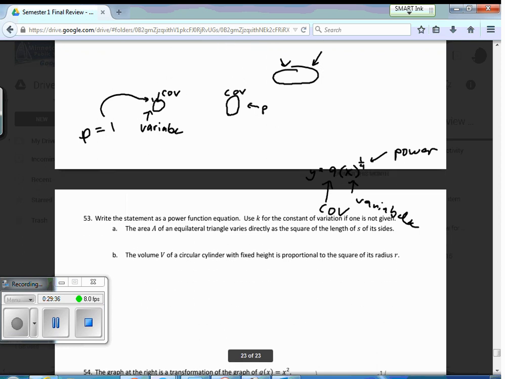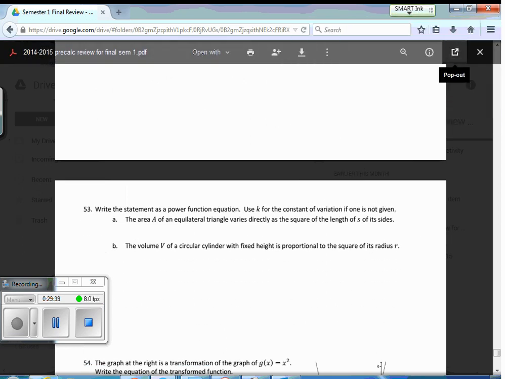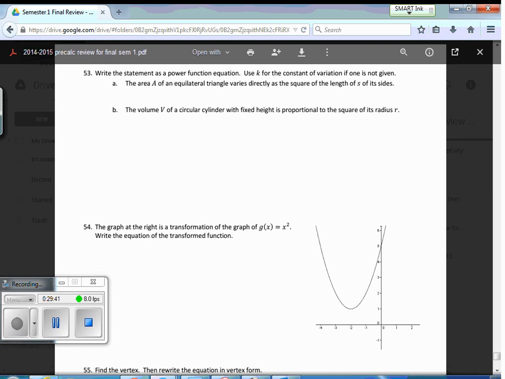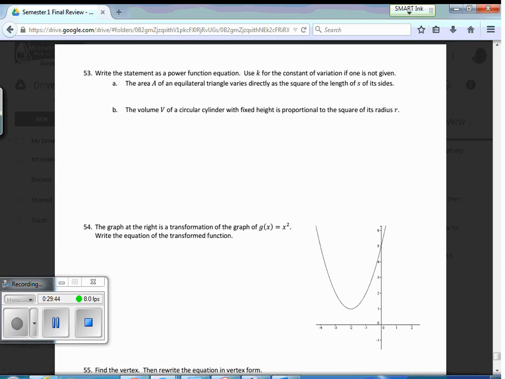All right, so moving on to the very last page. And they want you to write power functions here. The area of an equilateral triangle varies directly as the square of the length of its sides. On this kind, I don't necessarily need you to draw a picture. I just need an equation. So the area has got to be in it. To be an equation, I need an equal sign. So A equals, and it says use K if 1 is not given. So I need a K in there because it didn't tell me what the constant would be. So I'm going to put a K in there. And now I've got to figure out what the last part is.